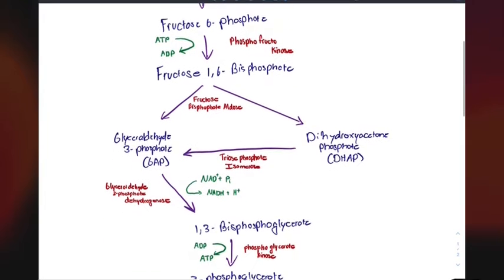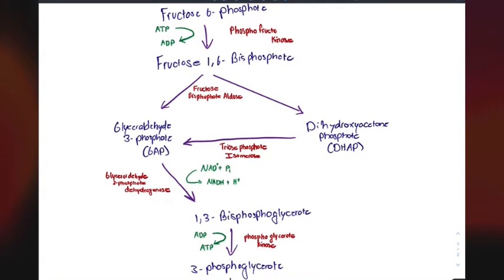What's important about these molecules is that only GAP can actually go forward onto glycolysis. DHAP is a molecule that can't actually do that. So the step that needs to be done is that DHAP has to turn into GAP, and this is done by triose phosphate isomerase, an enzyme that doesn't have a very high negative delta G, so it can actually do the reverse reaction as well. This equilibrium favors GAP because as soon as you make it into GAP, GAP turns and goes forward with glycolysis.